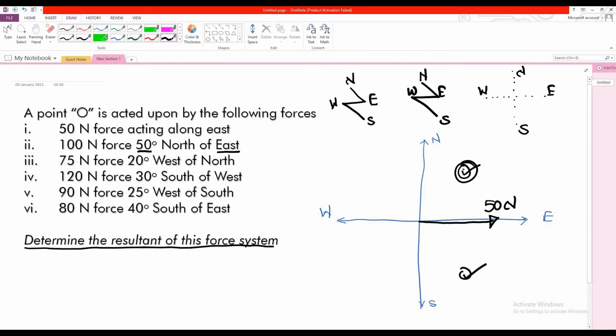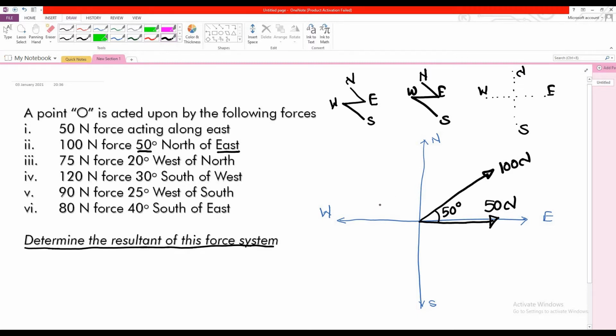Therefore the 100 Newton force should be placed in the first quadrant, making an angle of how much? 50 degree with which direction? East direction. So this is your 100 Newton force. How much is the inclination? 50 degree. Okay, similarly the remaining forces can be plotted.